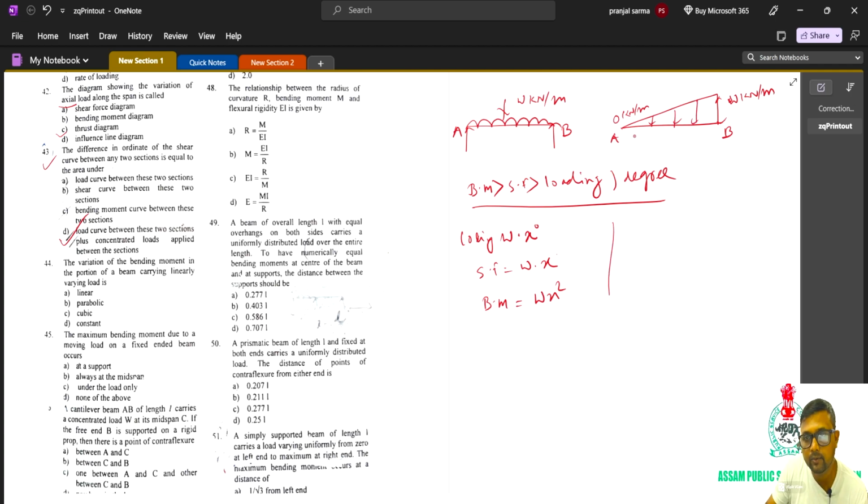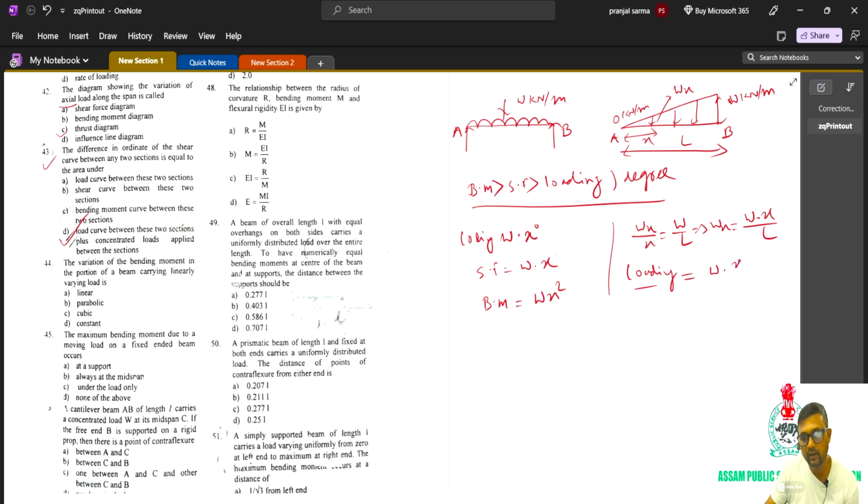But here, what is the loading diagram? Suppose at the length x, this is L, right? About this is Wx. So Wx by x equal to W by L. So Wx is equal to W into x by L. That means loading is expressed in the power of x, right?